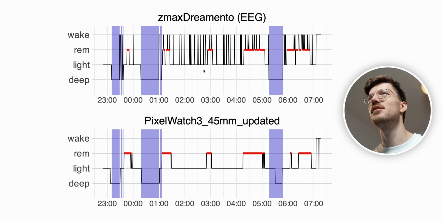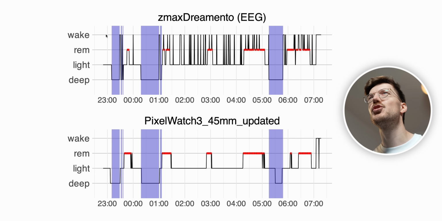as detected by the EEG device, and on the bottom the sleep stages as detected by the 45mm version of the Pixel Watch 3. Where the deep sleep as detected by the EEG device is marked in purple in both of the graphs. And as you can see, overall, there's just a very good agreement. Almost all of the deep sleep as detected by the EEG device was also detected by the Pixel Watch 3. In this case, just a little bit less was actually detected.